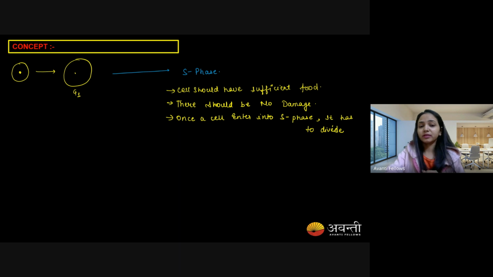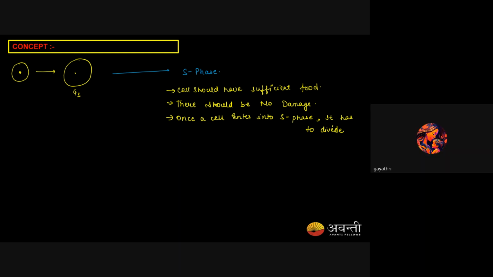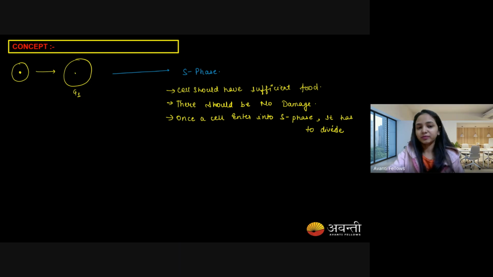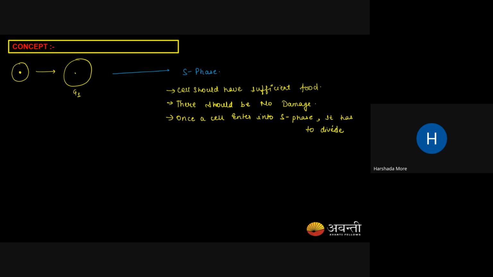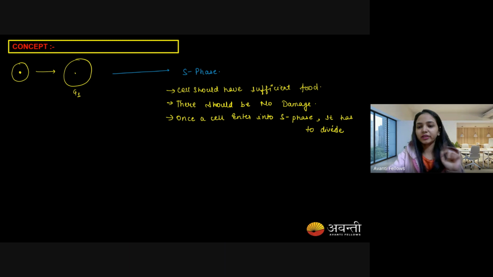But if there is no sufficient food or any type of damage is found, then what will happen to the cell? It cannot enter into S phase. Then where will the cell go? G0 phase. There is one option, the cell can enter into G0 phase. Another option.